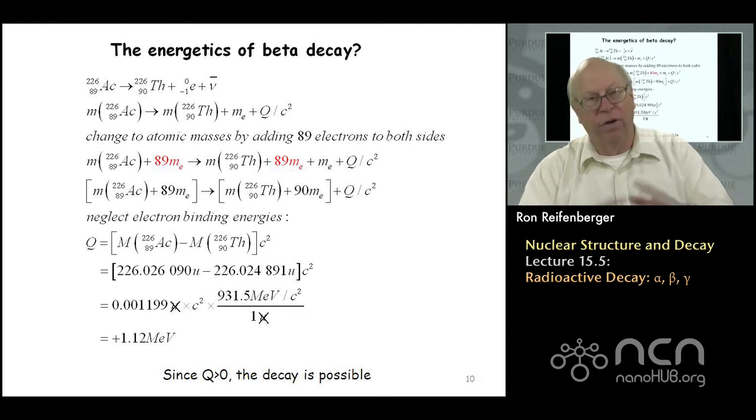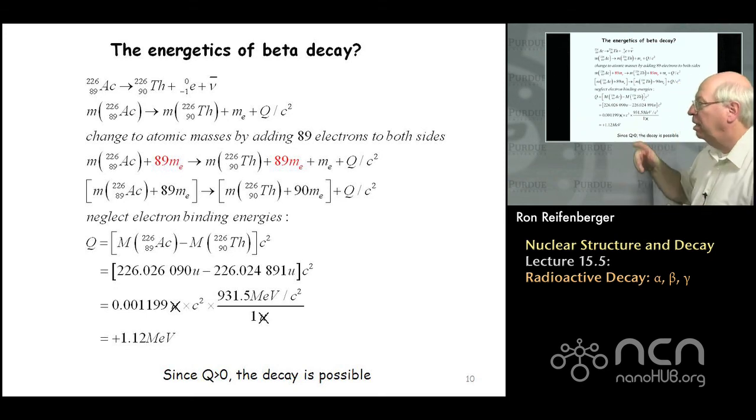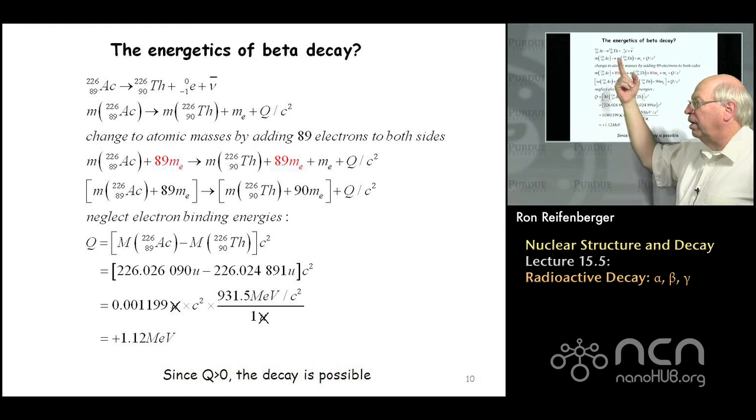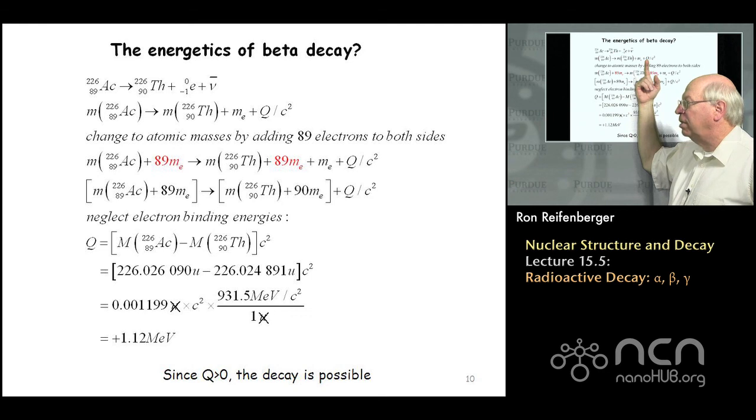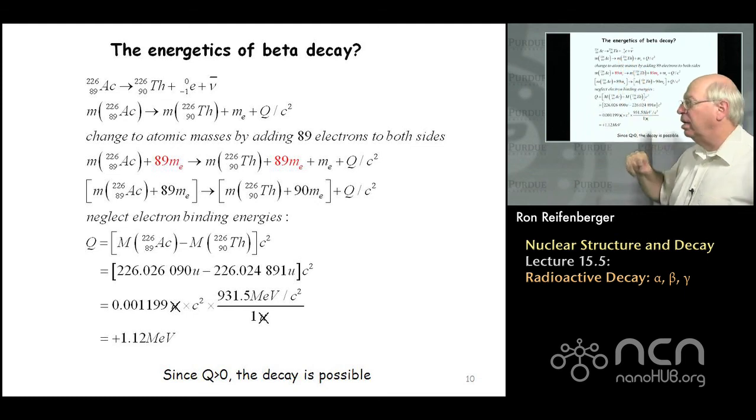If you want to discuss the energetics of beta decay, it's very similar to what we've already done for the alpha decay process. You write down some nuclear reaction. You hypothesize that some energy is going to be released in that reaction. The question is, is this value for Q going to be positive or negative? If Q is positive, then that means there's going to be energy distributed among the products from this decay.